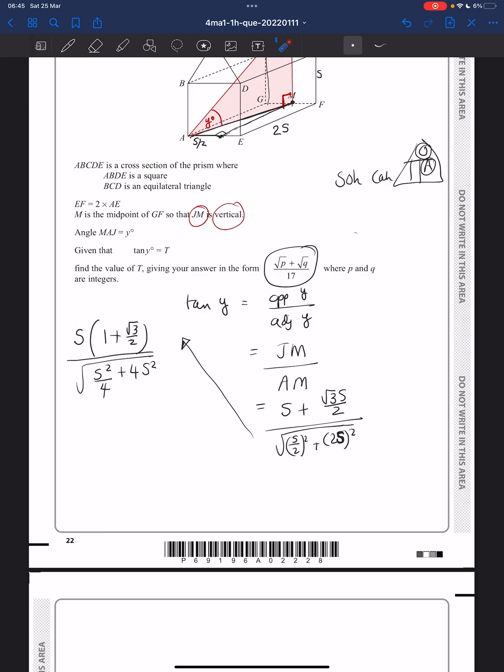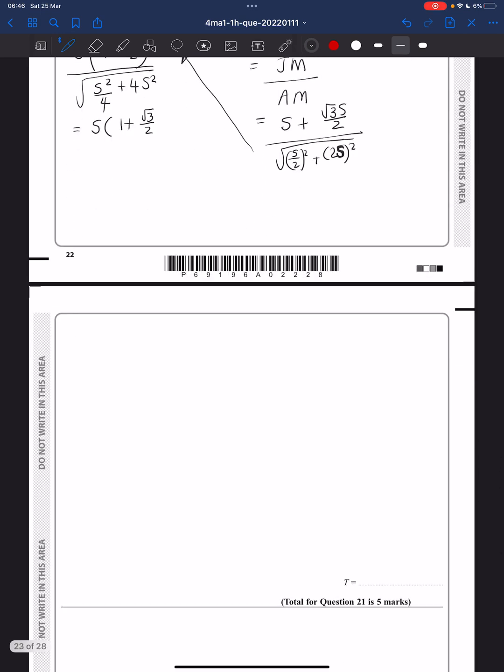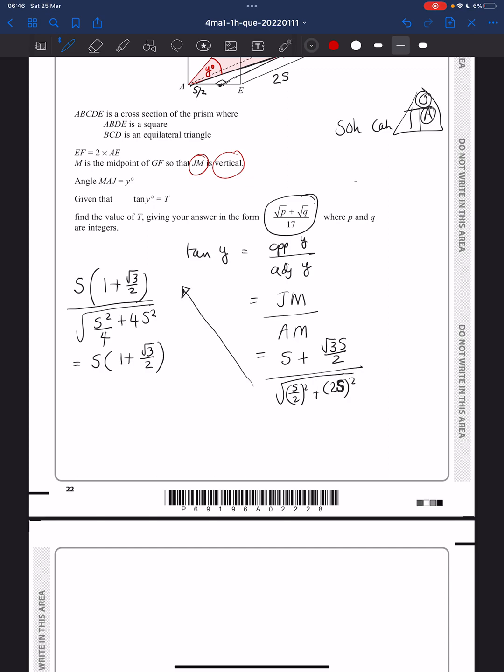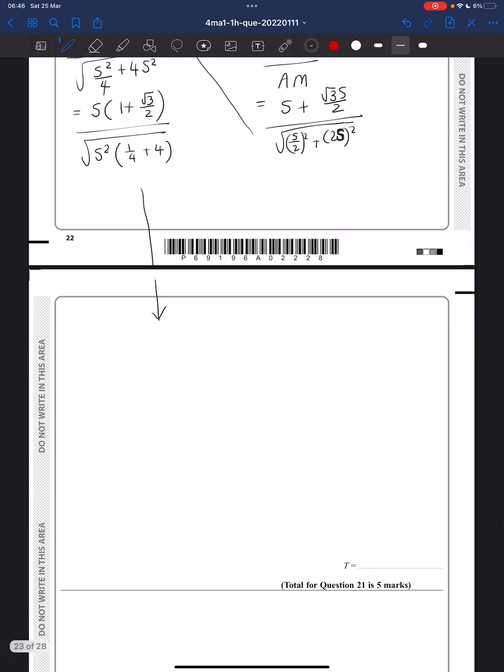So we've got S times 1 plus root 3 over 2. We've got more space here. Oh, that's good. I'm going to need it, I think. Okay. So underneath this square root sign, we've got S squared, and it's a quarter plus 4. Okay, so I'll go on to the next page now for neatness. So it's S times 1 plus root 3 over 2, and then the square root of S squared is S.